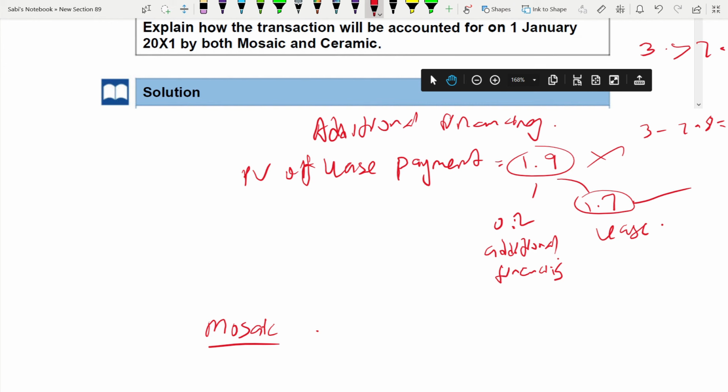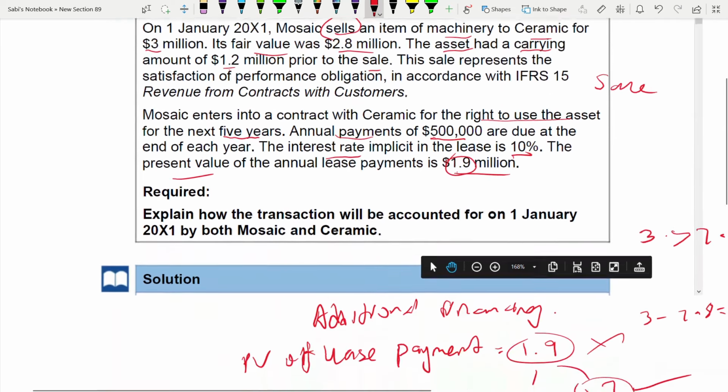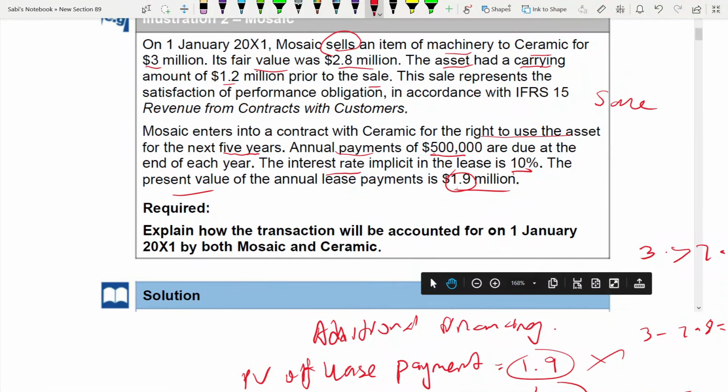Okay. So right of use asset. As I told you, right of use asset is equal to the present value of lease payment, now it's 1.7, divided by what? Sales. You have sold it for 2.8. 2.8 is the fair value. Multiply by what? What did I tell you? The asset's carrying amount before sale. That's 1.2.